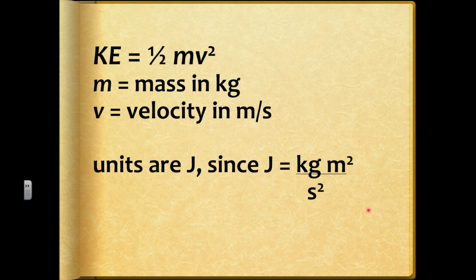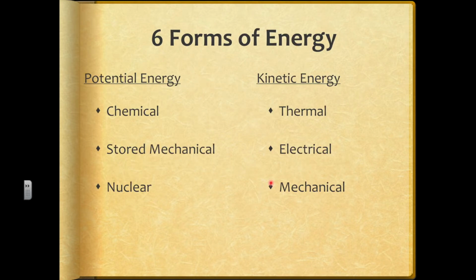Now, getting you ready for physics, the official formula for kinetic energy is one half mass times velocity squared. Now, mass is in kilograms, velocity is in meters per second. And so if we put those all together, we get joules, okay? So joules is what we're looking for. That's going to be our key unit of energy. Now, there are 6 forms of energy. 3 for potential, 3 for kinetic.